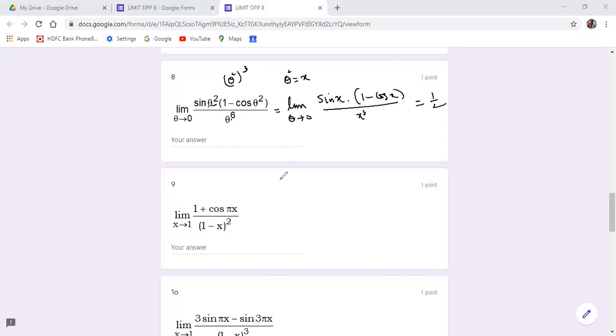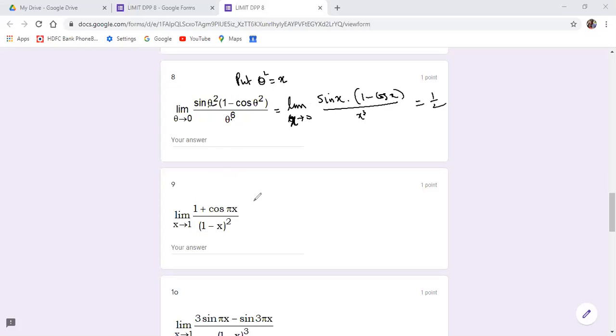Understood? Yes, sir. Have you noted? So what did you do? Put theta square equal to x. You write here, put theta square equal to x. Then x will tend to 0, because when theta is 0, x will also be 0. Answer again. Now onwards, everybody will apply this directly: 1 minus cos kx, coefficient of x square divided by 2. Right? Any doubt? No.